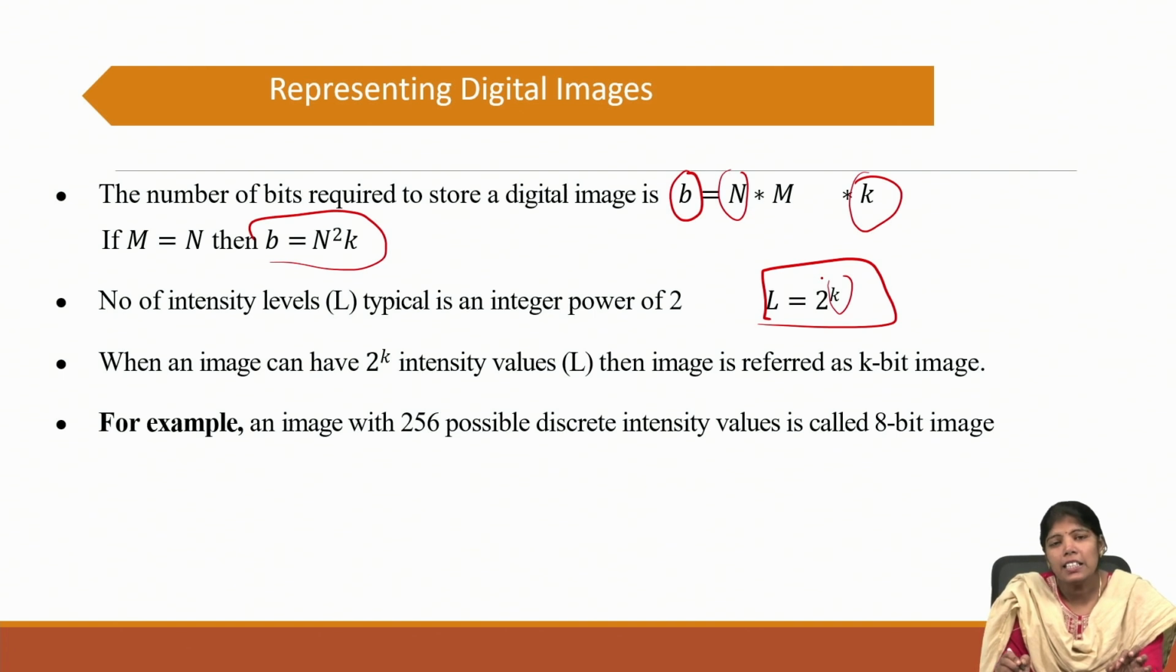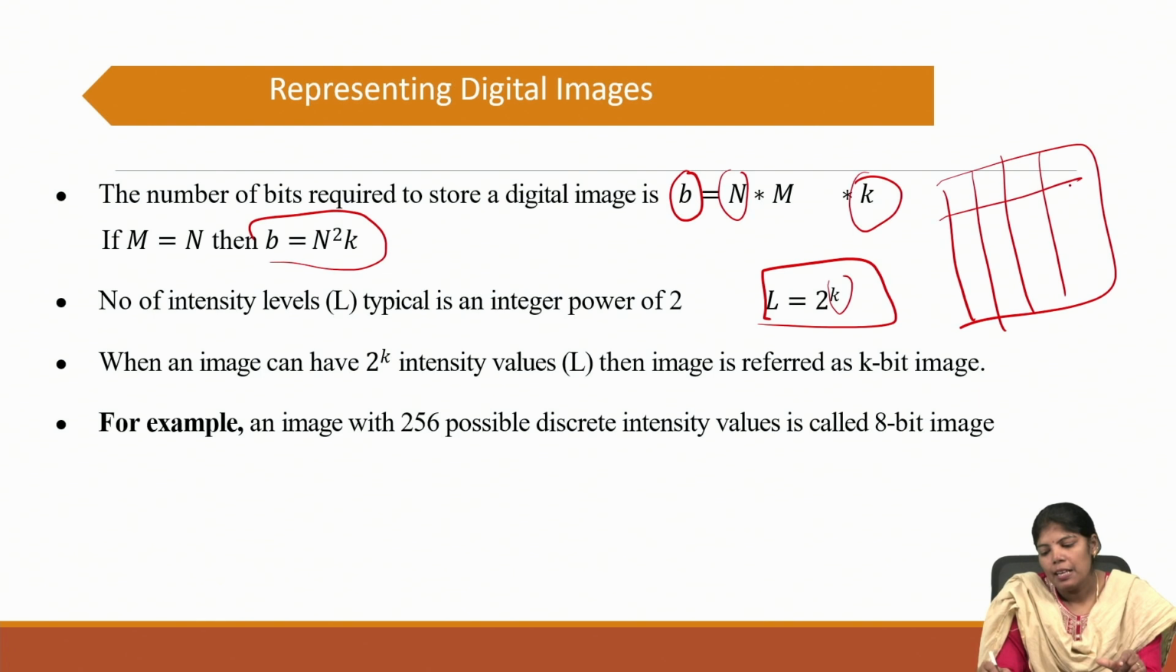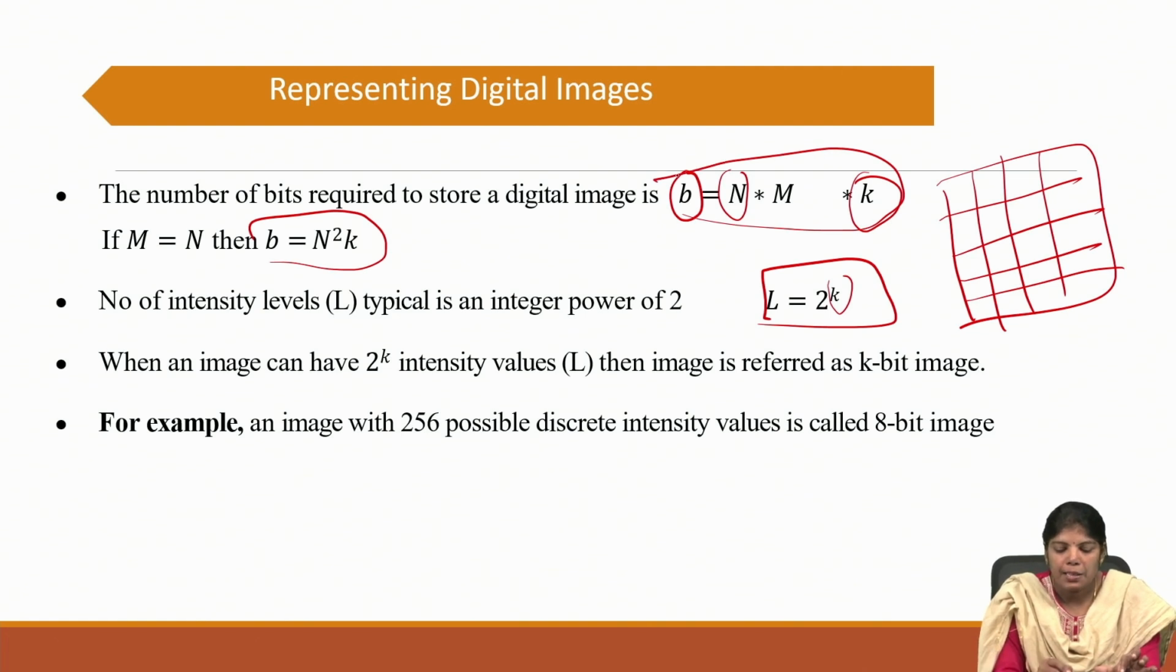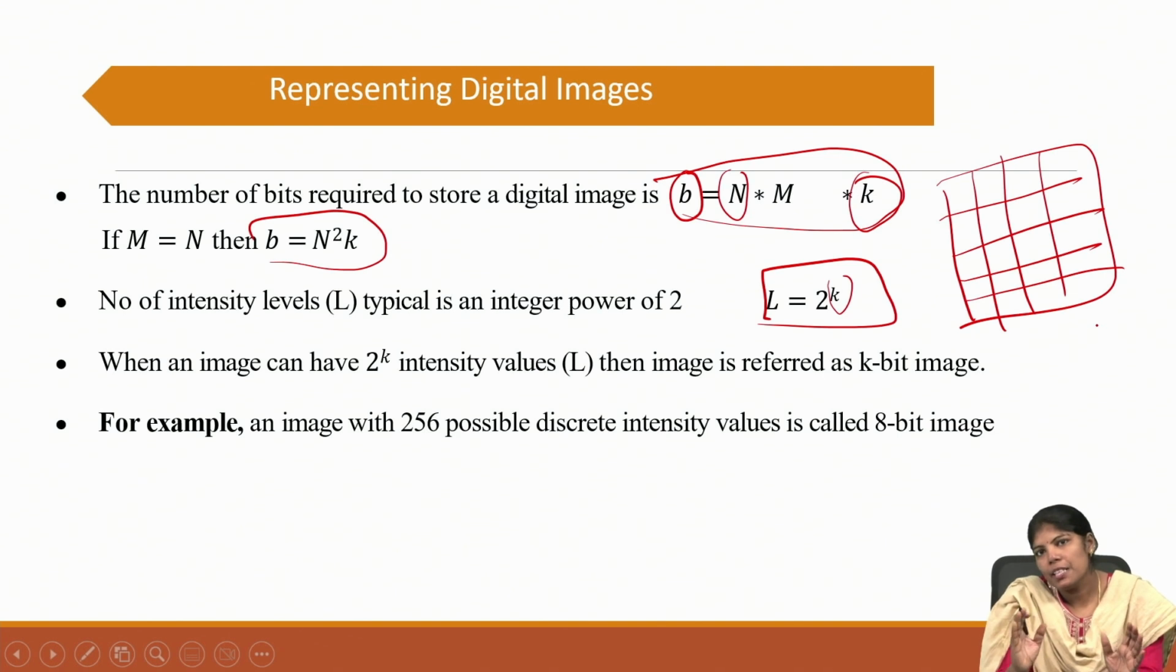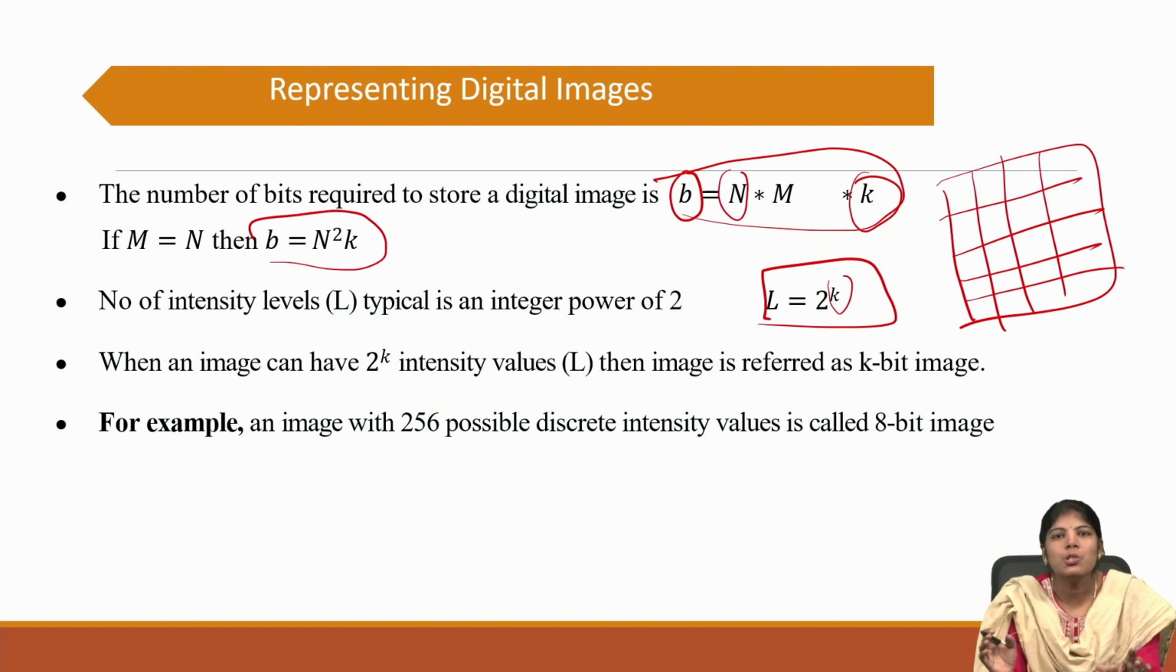And what are the intensity levels of the pixel? This image consists of pixels, and this formula is about the number of bits required to store this image. Finally the image will be stored on the computer, which stores information in terms of bits. Memory is represented in terms of bits and bytes. So how many bits are required to store that image is given by this formula, based on the length and width of the image.